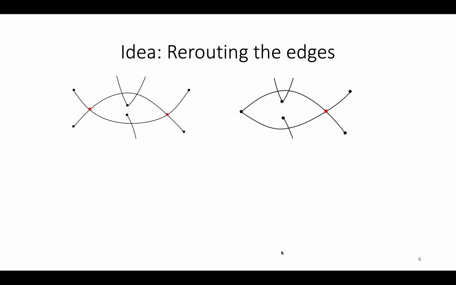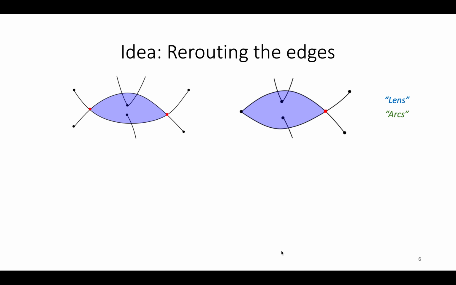Let's look at how we do this. Two edges cannot cross each other more than once, and adjacent edges cannot cross each other. So when two edges cross each other more than once, we call the substructure a lens. And the subparts of these edges which are involved in the lens are called arcs.